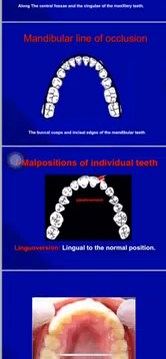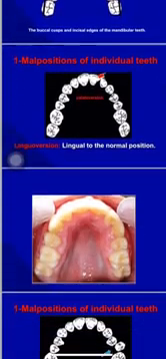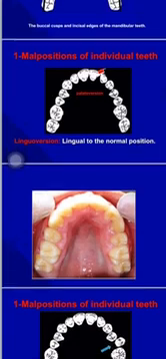Malposition of the individual teeth. Here we can see palatoversion. Palatoversion means lingual, linguoversion: lingual to the normal position. Therefore, the tooth moves lingually away from the line of occlusion, and this leads to palatoversion or linguoversion to the normal position.